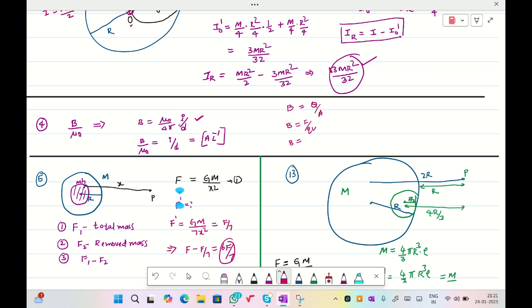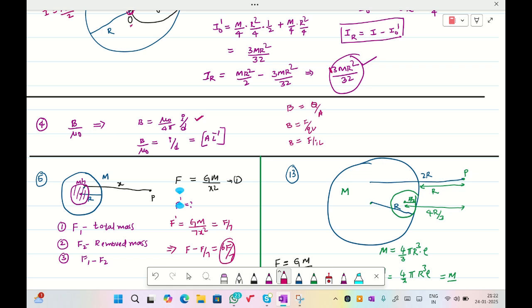So B is equal to some constant into I by d, that is mu naught by 4 pi, we will take here. So this is the general formula for the magnetic field due to conductors. Magnetic field is also equal to flux by area, F by qV, and F by IL. If you take those, you have to find the B value and again find mu naught. So it will become lengthy. You can get it, not a problem at all, but it will become lengthy.